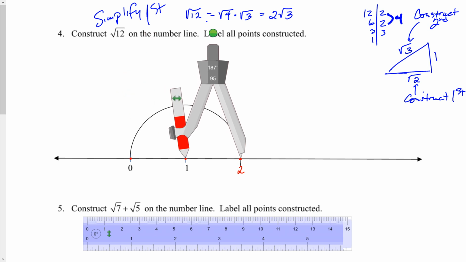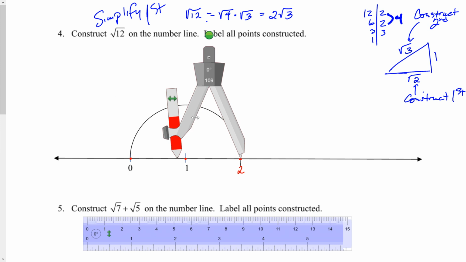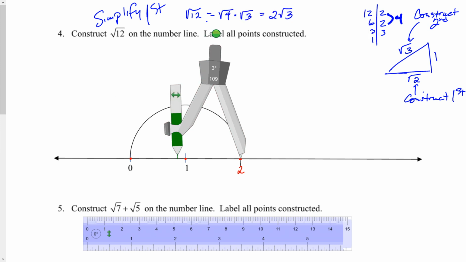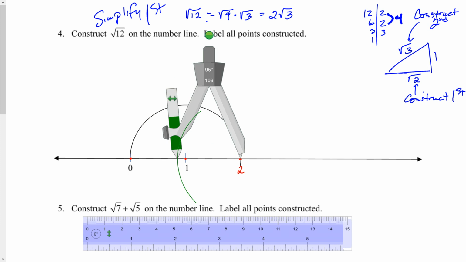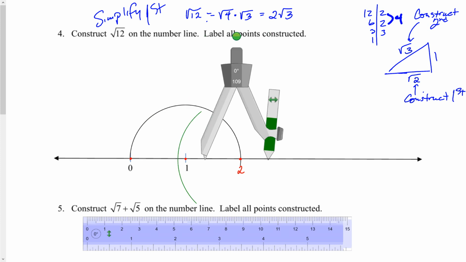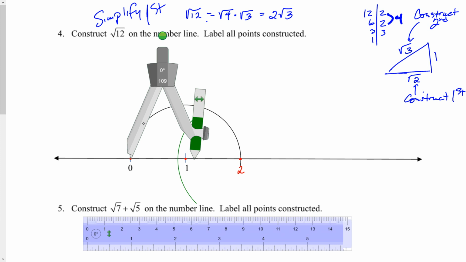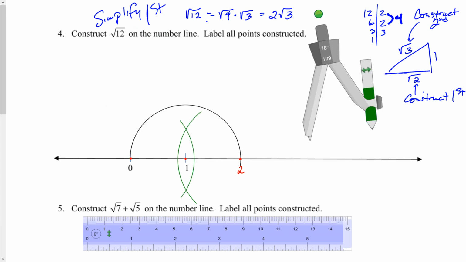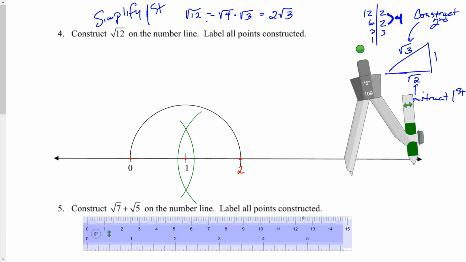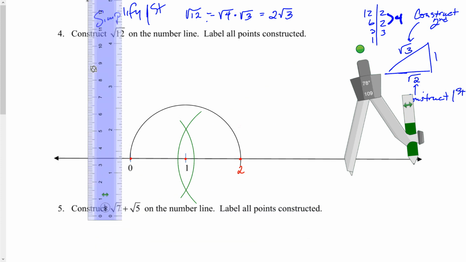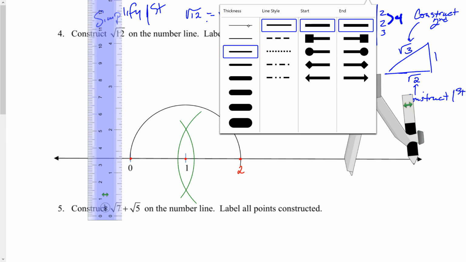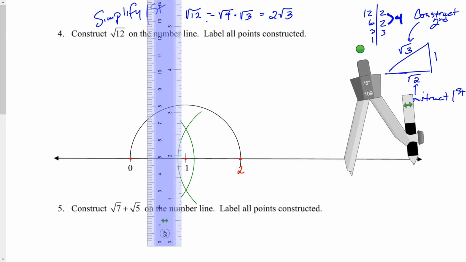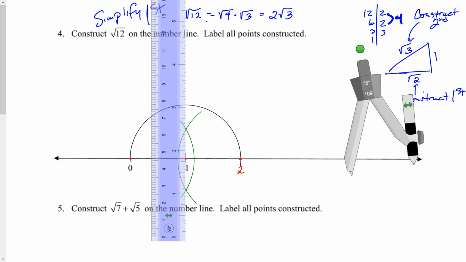So at 2, adjust your compass a little bit more than halfway. Go ahead and rotate. Switch hands. Same thing at 0. And let's construct that perpendicular bisector. Line up the points of intersection right here, and it should go right through 1.